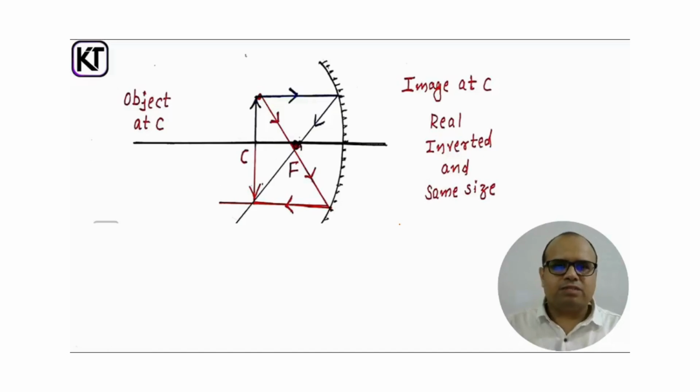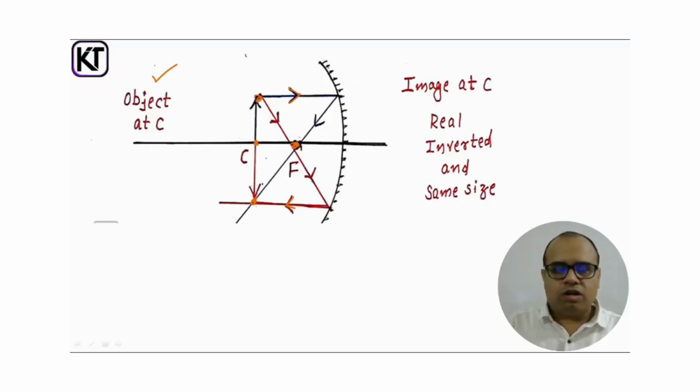Let's see the next case, which is when the object is at the center of curvature. When the object is kept at the center of curvature, you can see a light ray incident parallel to the principal axis, after getting reflected, according to the rule, passes through the focus. And a light ray which passes through the focus, after getting reflected, becomes parallel to the principal axis. Now these two light rays are intersecting here. If we draw a perpendicular here on the principal axis, you will get the image here.